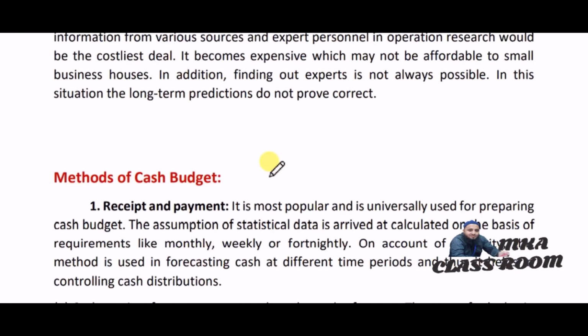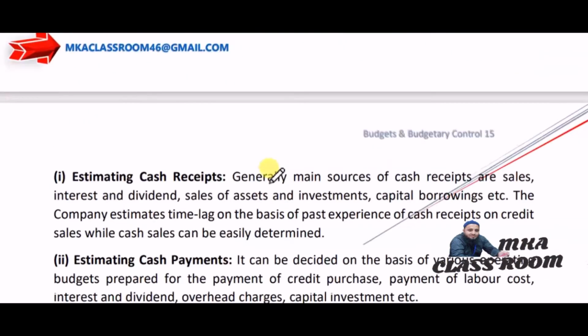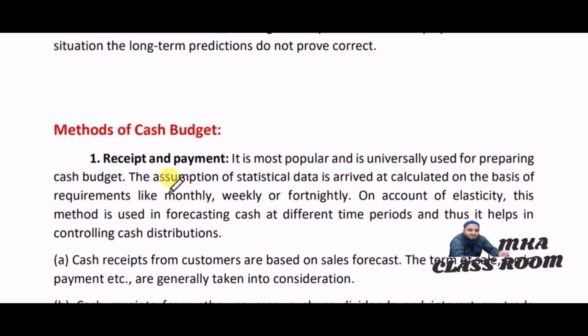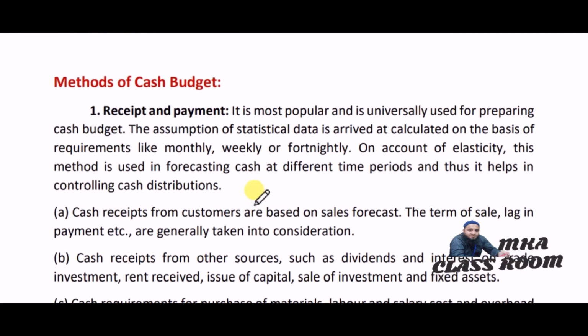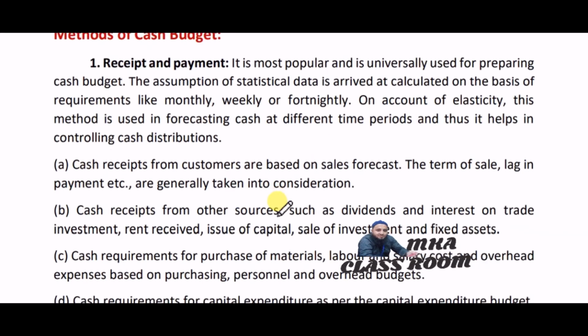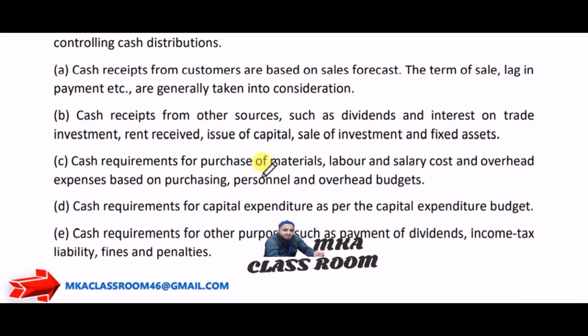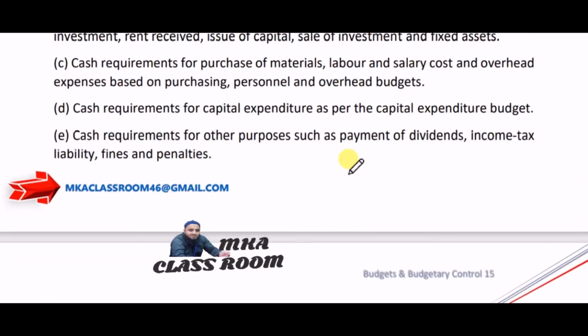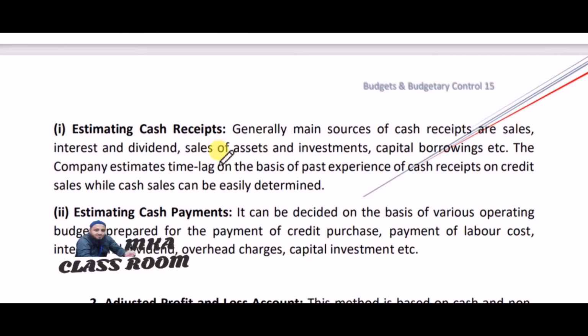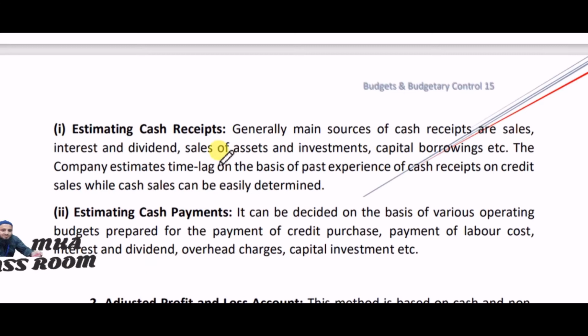Then methods of cash budget, that means how we prepare this cash budget. The receipts and payments method: we have to record all receipts and payments to prepare the cash budget. Whenever you read this material, it will help you. Estimating cash receipts, estimating cash payments.